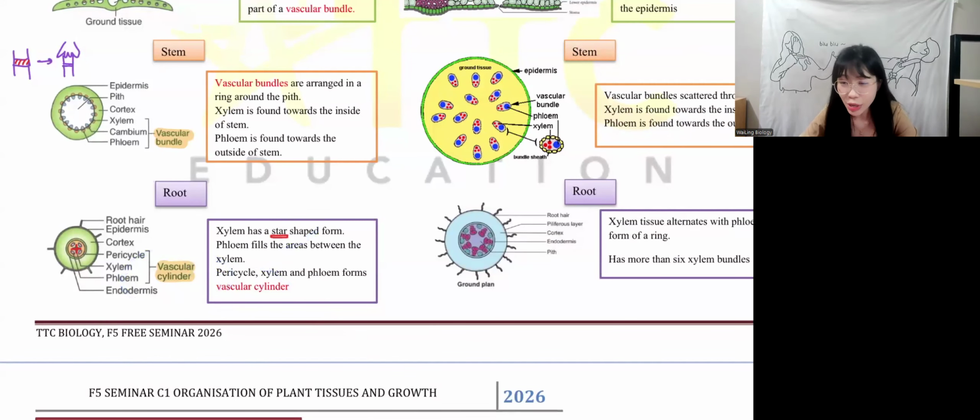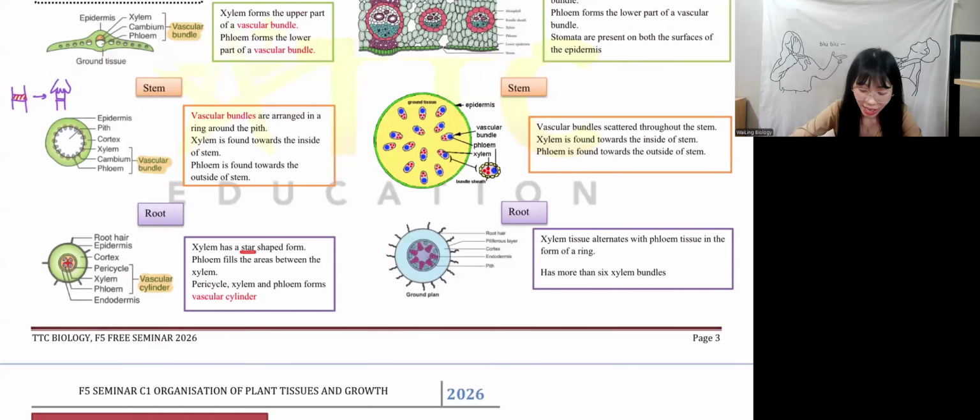But why don't you just start with chapter 1, then you will understand. Root, we use vascular cylinder. In the leaf and stem, we use vascular bundle, okay? We use vascular bundle. So we have to know the location.